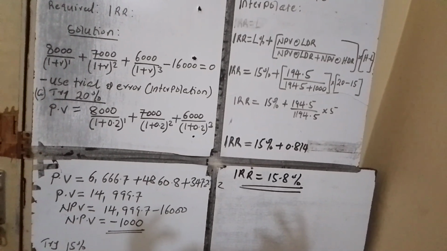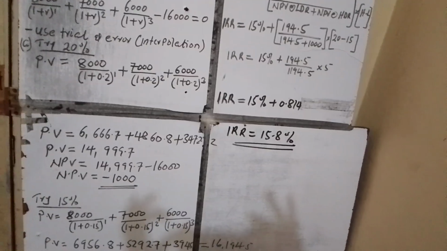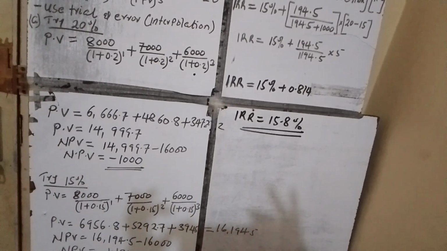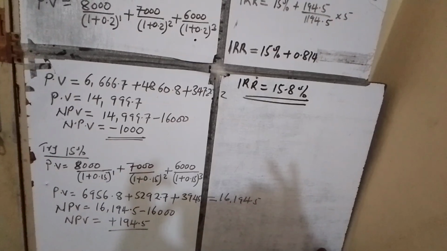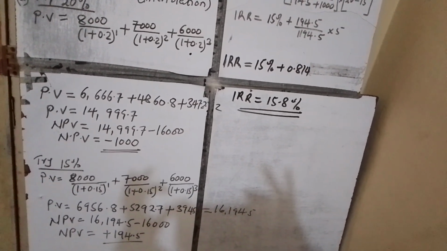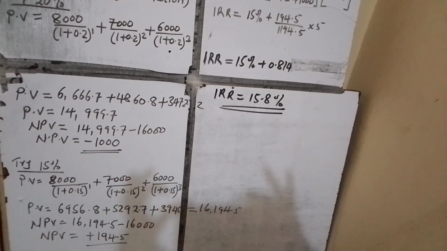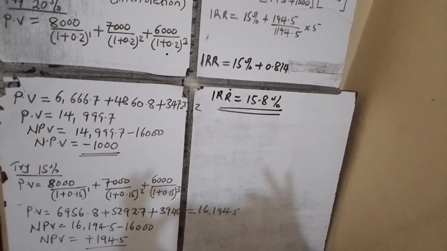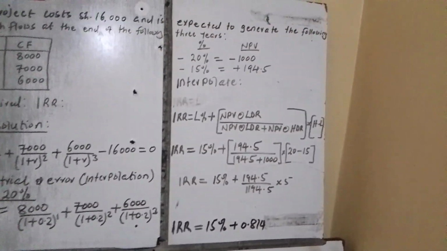So 20% gives me net present value of negative 1,000. Then I try 15%, using trial and error, which gives me a net present value of 194.5, which is positive. Now after that, let's do the interpolation.